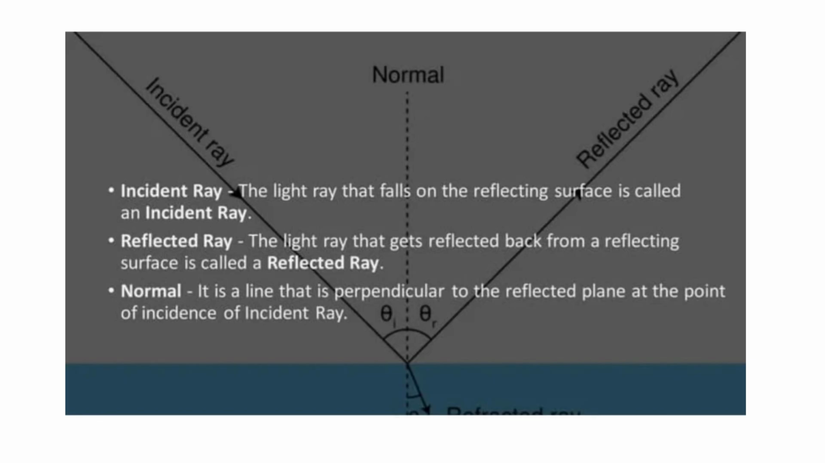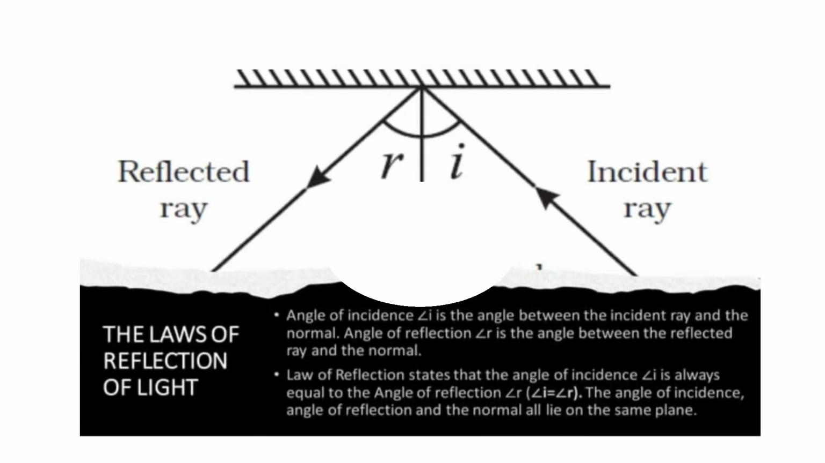Now, the light ray that falls on the reflecting surface is called an incident ray. The light ray that gets reflected back from a reflecting surface is called a reflected ray, and a line that is perpendicular to the reflecting surface at the point of incidence of the incident ray is called the normal. Angle of incidence is the angle between the incident ray and the normal, and the angle of reflection is the angle between the reflected ray and the normal.